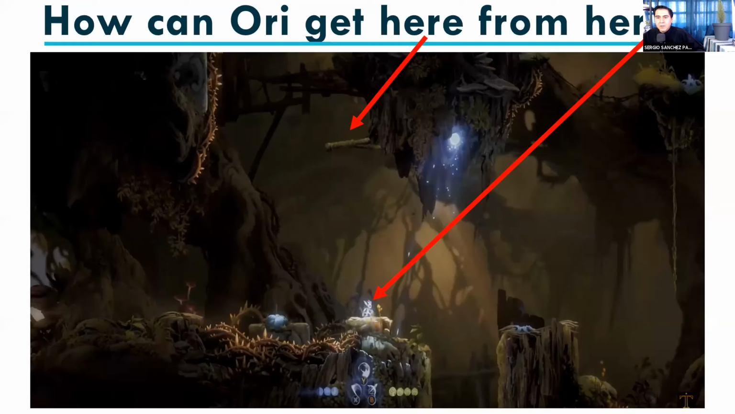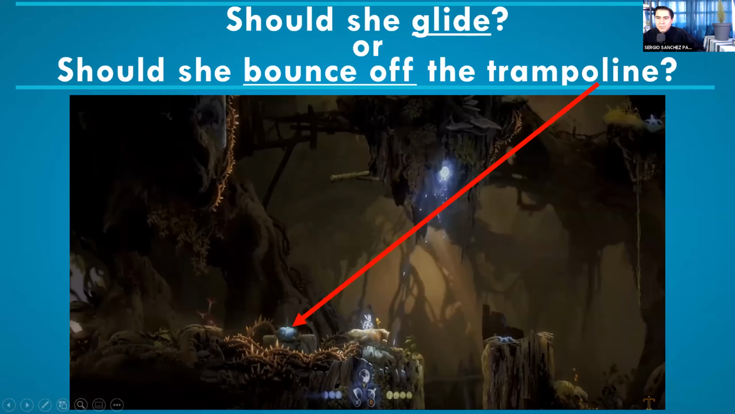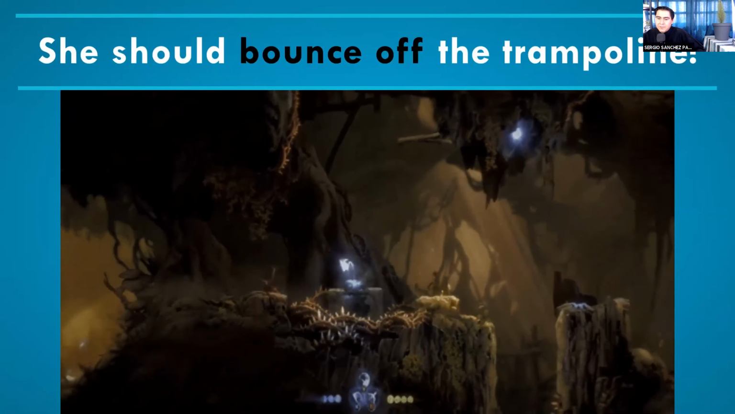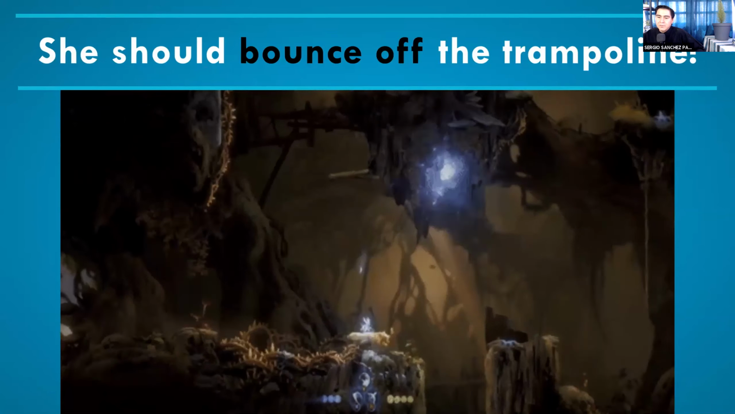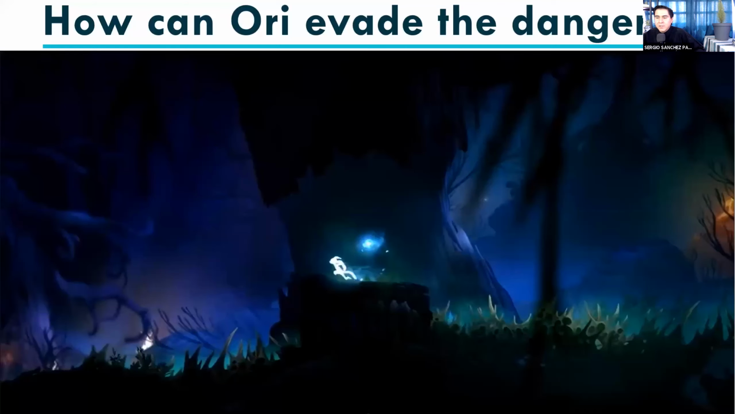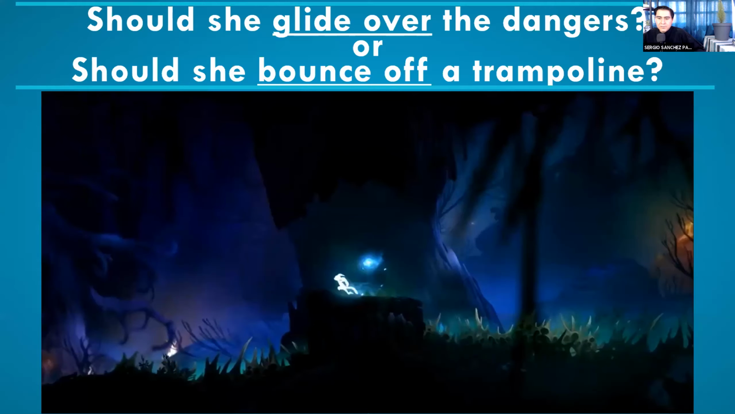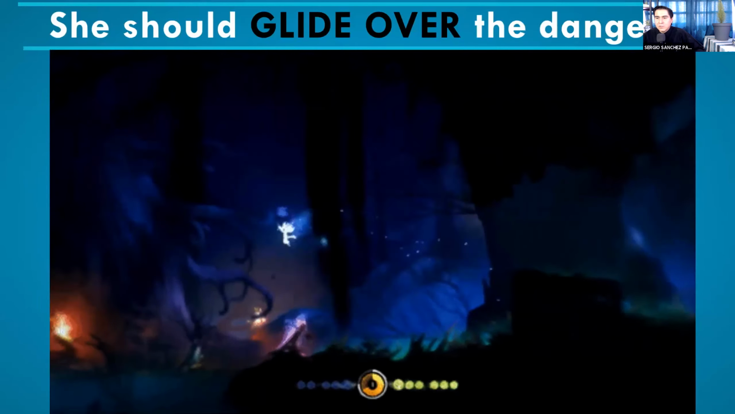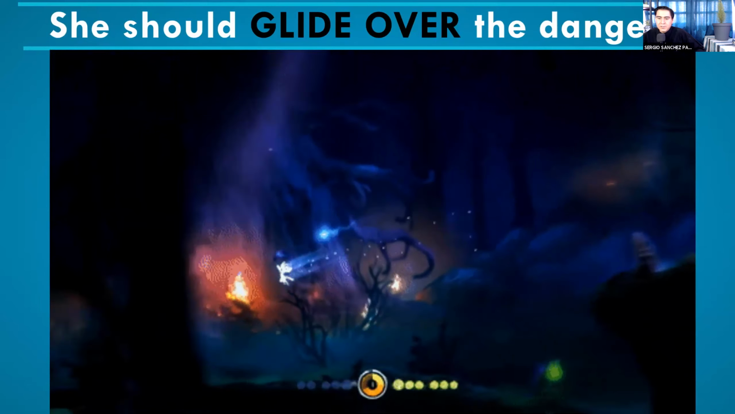How can I get from here below to there above? Should she glide or should she bounce off the trampoline? There she goes. She bounces off the trampoline. How can I evade the dangers that are to the left? Should she glide over the dangers or should she bounce off the trampoline? And the answer is she should glide over the dangers.